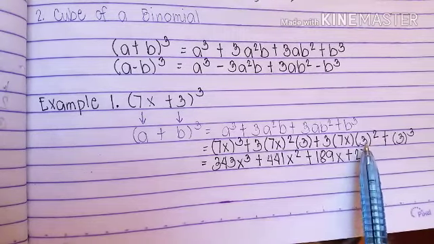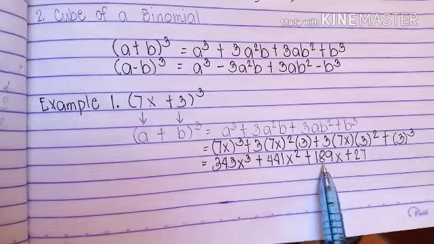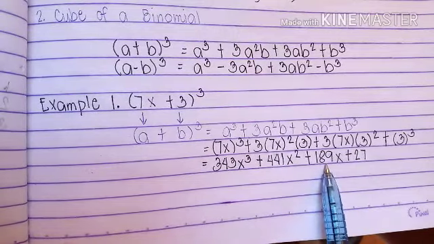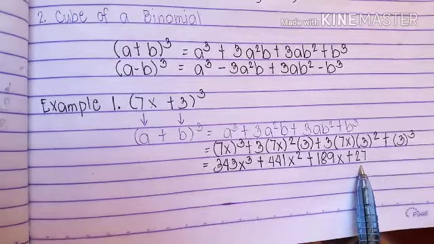So that would become 9 times 7 times 3 already. So that's why it became 189. And for your 3 cubed, that would be 27.